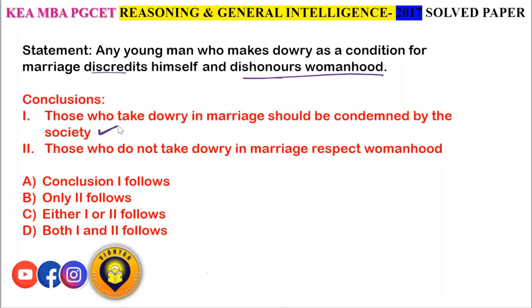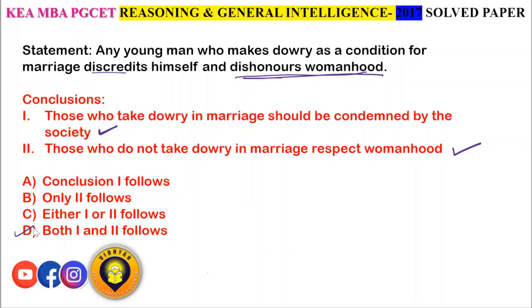Obviously, the first conclusion follows. Second conclusion, those who do not take dowry in marriage respect womanhood. The person who takes dowry is dishonoring womanhood, and it is very clear that those who do not take dowry in marriage respect womanhood. So it clearly mentions that the other one is true. Therefore, conclusion 2 also follows. Since 1 and 2 follow, the answer is both 1 and 2 follow.